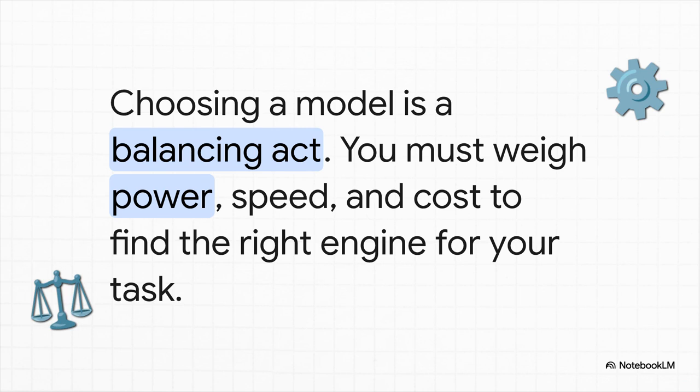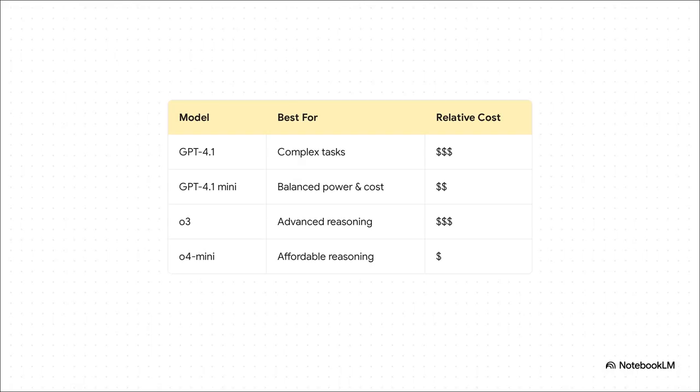Picking the right model is all about balance. Are you trying to solve a super complex problem that needs maximum brain power? Or is it more about being fast and cheap? The API gives you a whole range of options to pick from. This table here gives you a pretty good overview of the main choices.